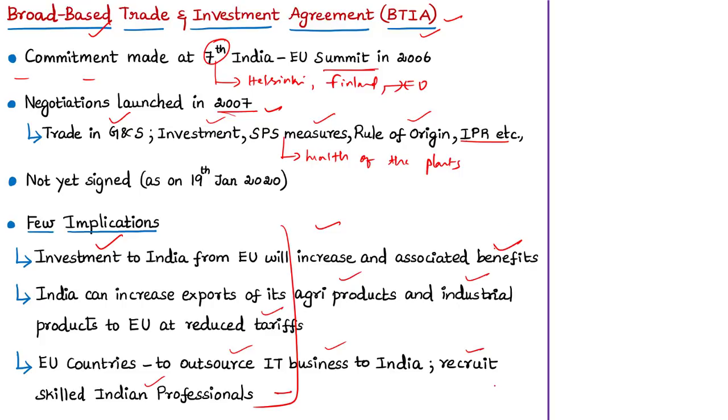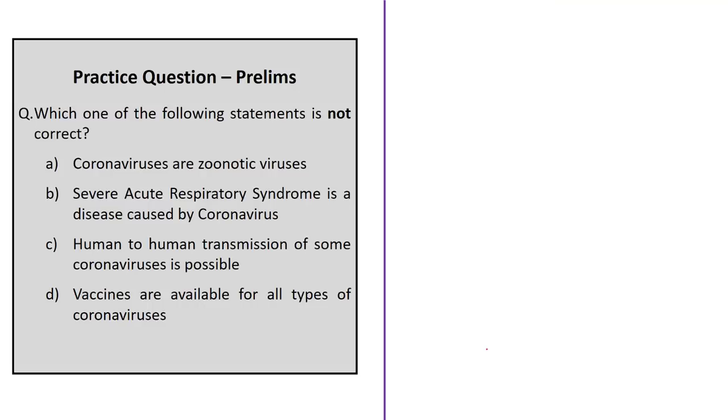Now let us start our practice prelims question session. This question is based on coronavirus. They have given four statements, that is four options, and you have to choose the incorrect option. Option A says coronaviruses are zoonotic viruses. Then option B says severe acute respiratory syndrome is a disease caused by coronavirus.